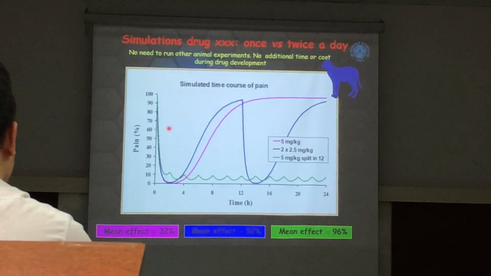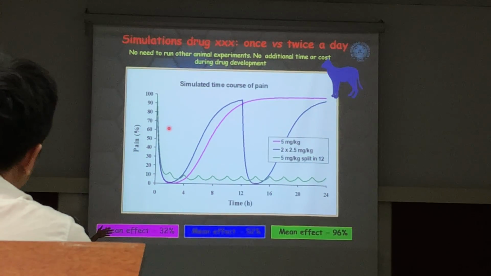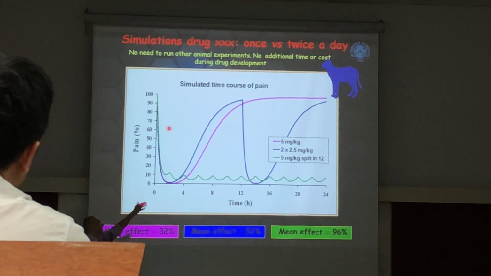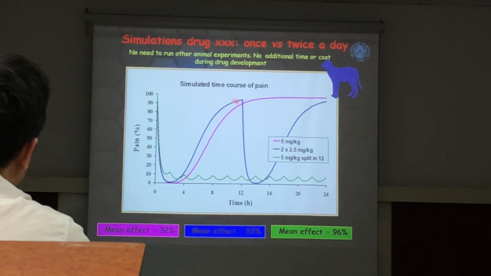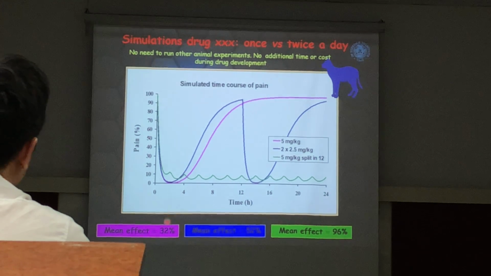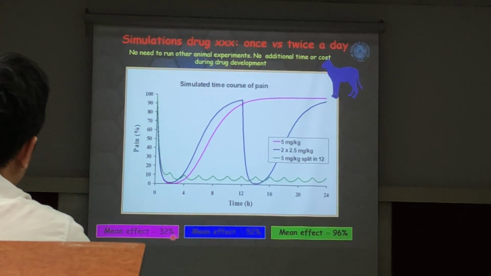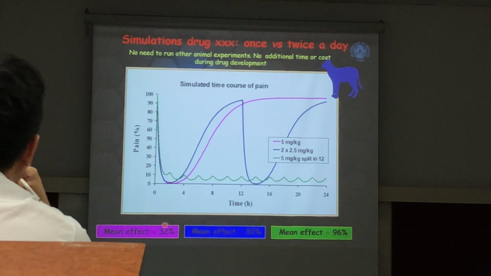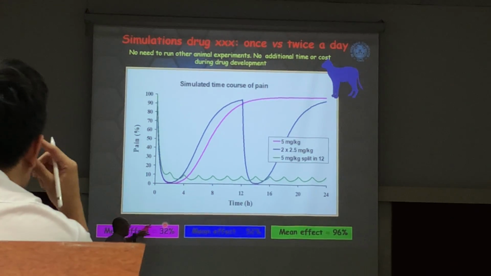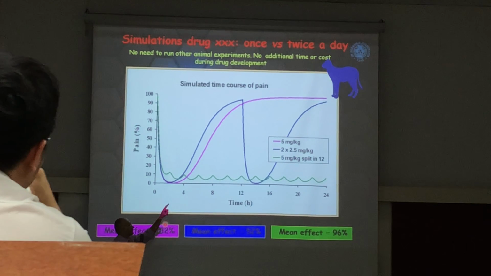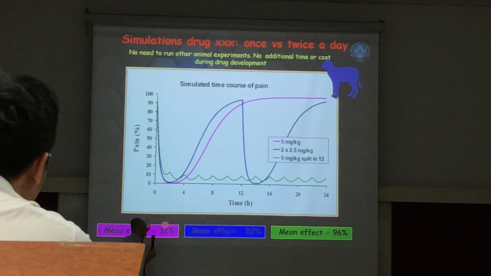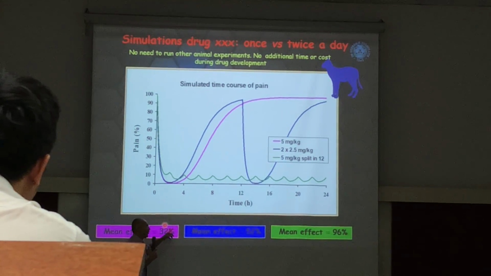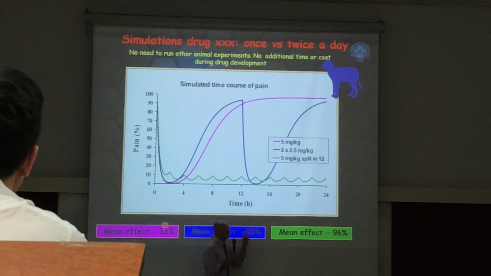And the same, what about if you want to split the dose? We gave 5 milligram per kilogram once a day. And the 5 milligram per kilogram is this one, so is the purple one. And you can see here that the mean effect was 32%. So it means that in 24 hours, if we administer the drug 5 milligram per kilogram once a day, we have a pain reduction of 32%.